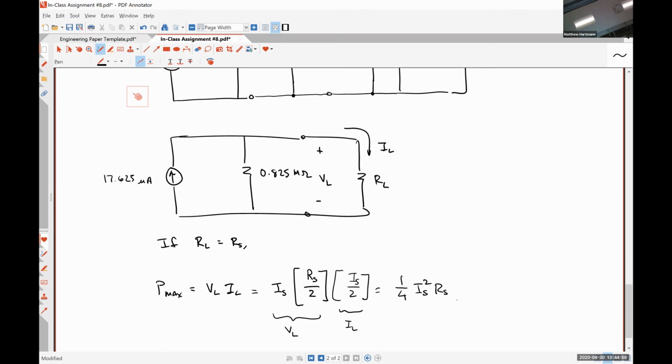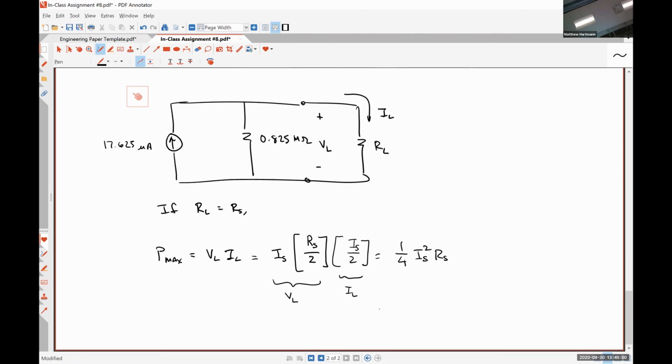Yeah. So if we plug in our numbers here, that's 1/4 times 17.625 times 10 to the -6 amps quantity squared times 0.825 mega ohms gives us approximately 61.5 microwatts.